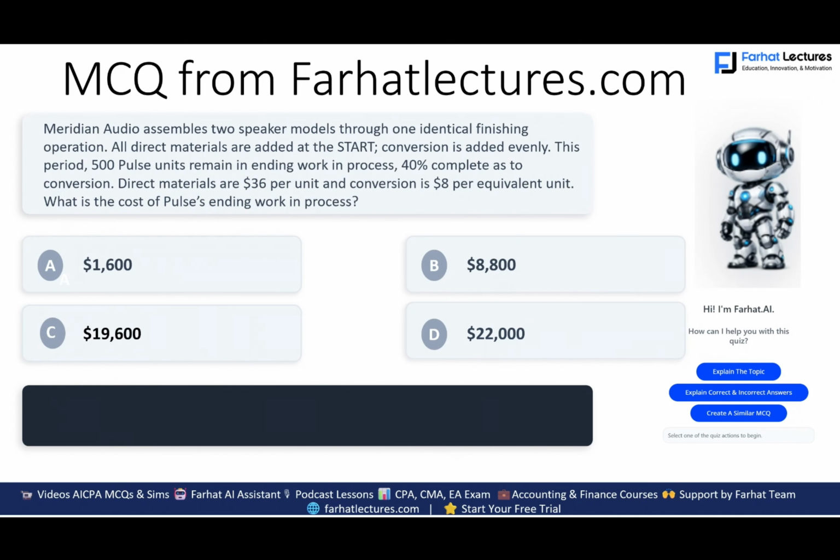Let's take a look at this multiple choice question from farhatlectures.com. Meridian Auto assembles two speaker models through one identical finishing operation. So they're using one machinery or one process. All direct material is added at the start. It means material is 100% completed almost immediately as we start the process. Conversion is added evenly. This period, 500 Pulse units remain in work in process, 40% completed as to conversion. Direct material is $36 per unit and conversion cost is $8 per equivalent unit. What's the cost of Pulse's ending work in process?